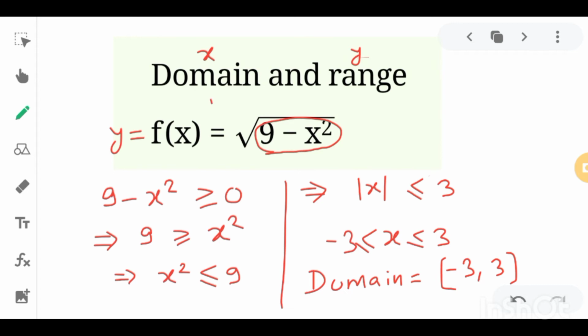So one thing is clear, domain. Now we'll move to range. How to calculate the range? Okay, how to calculate the range? So since we found the possible values of x, or I can say possible value of x square. Correct? Okay.